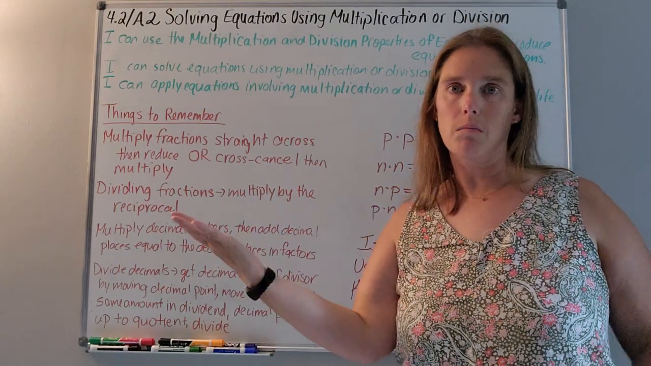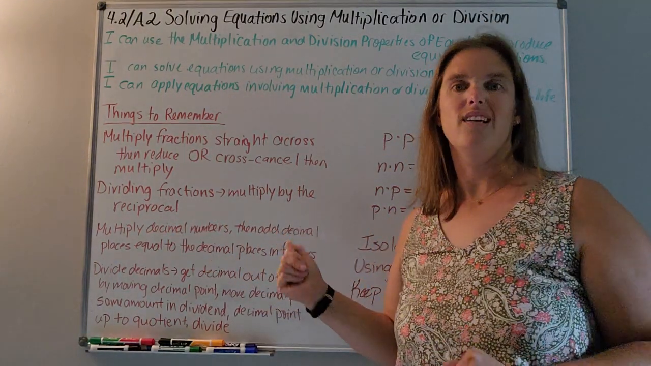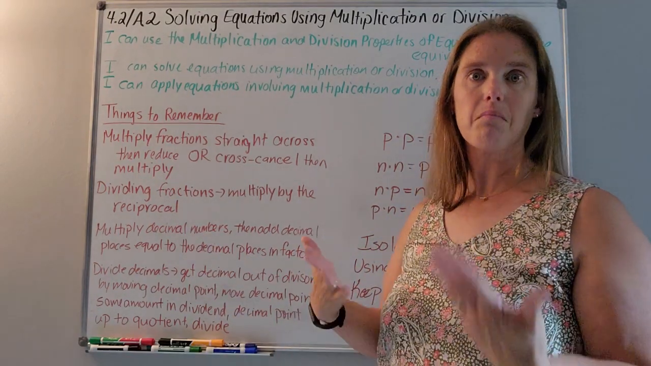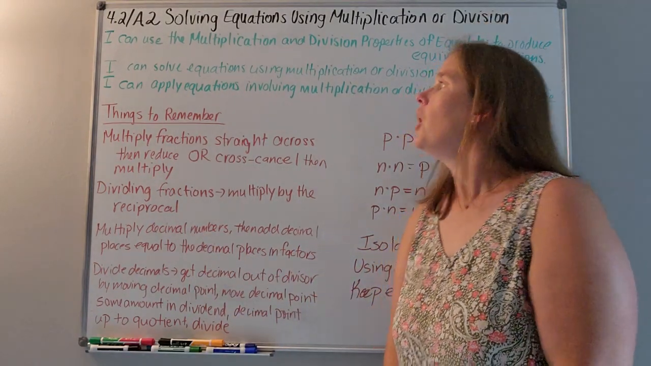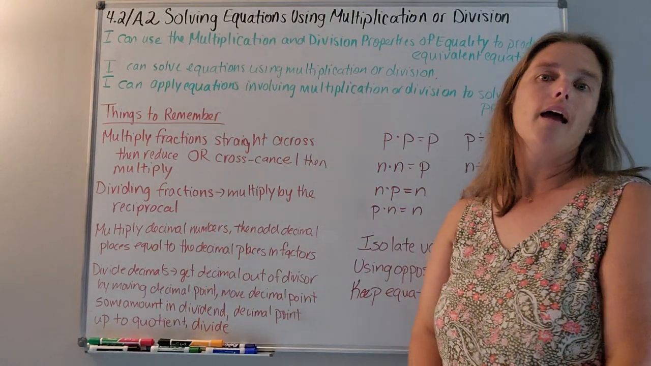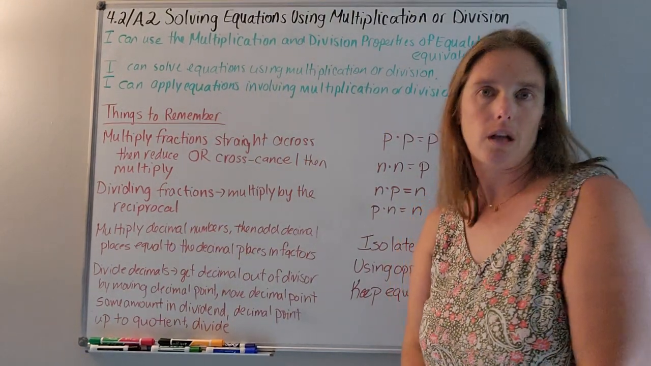If you multiply one side by 2, you multiply the other side by 2. If you divide one side by -6, you divide the other side by -6. That's what we're talking about there. You're then going to solve equations using multiplication and division, and also apply it to real life problems.